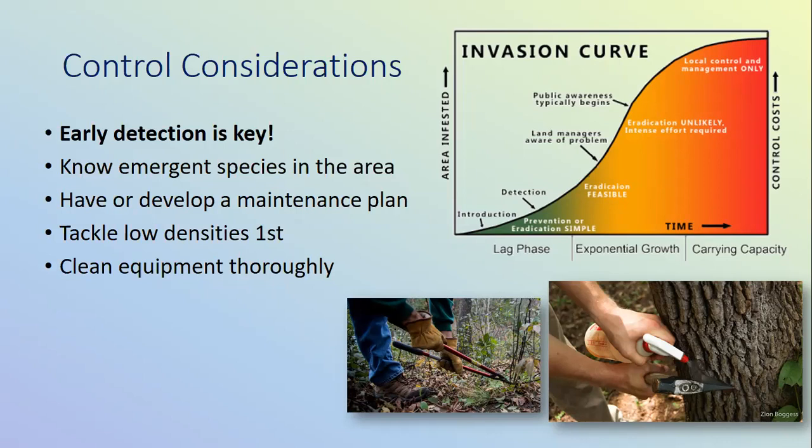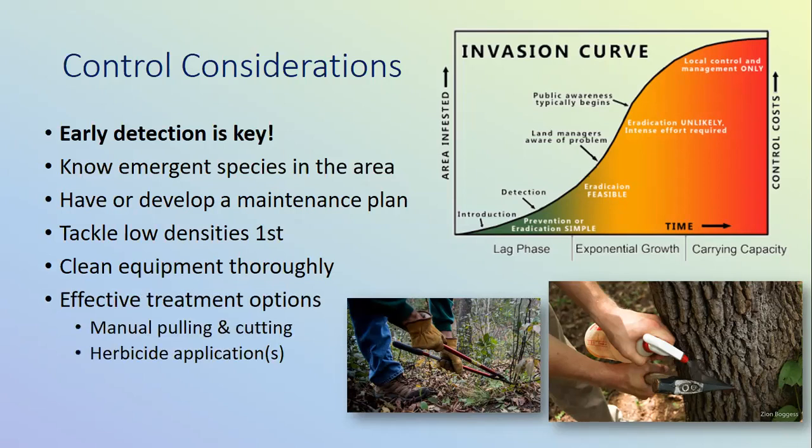Another really important factor is to make sure you clean your equipment thoroughly. That even includes your own shoes and gloves. That is one of the number one reasons invasive species spread, because they produce so many seeds, and if we're out there working in the fields, we don't realize we're actually spreading it around. There are many treatment options, including manually pulling and cutting them, and also using herbicide applications, which we'll go into a little bit more.